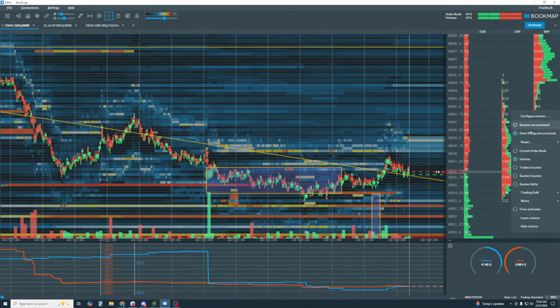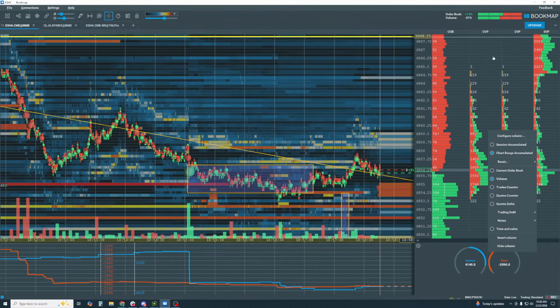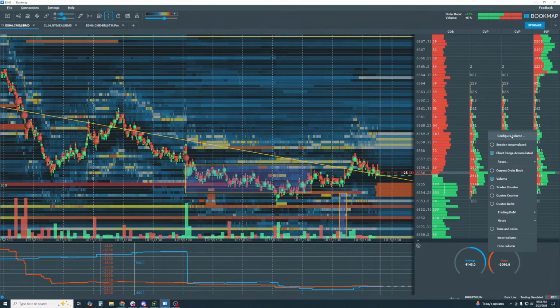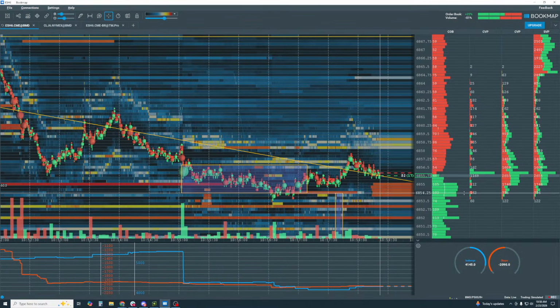Here we can also add a new column. We'll keep it a CVP column, or chart range volume profile, and then configure it as delta. Okay, buy minus sell.